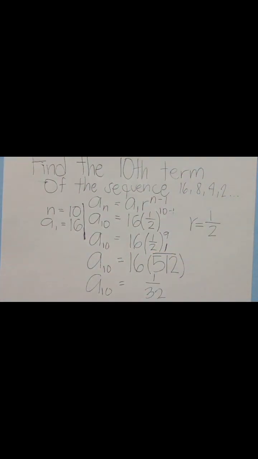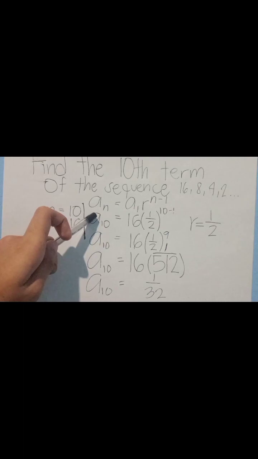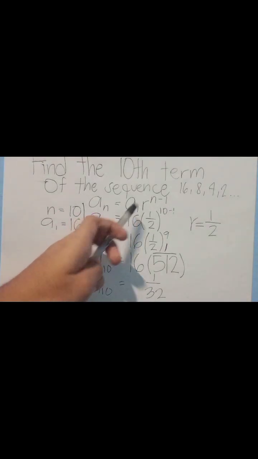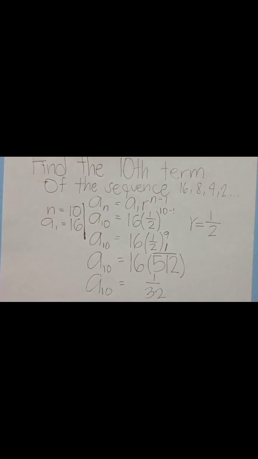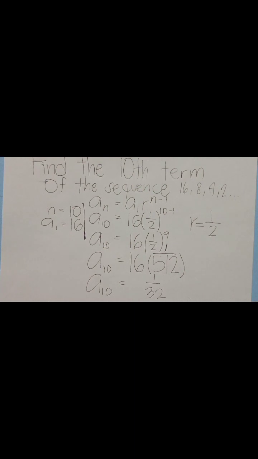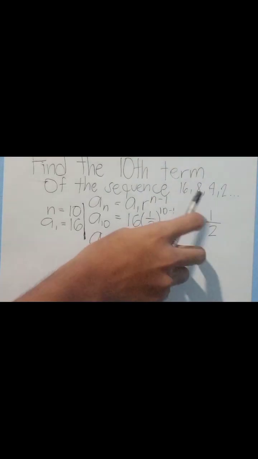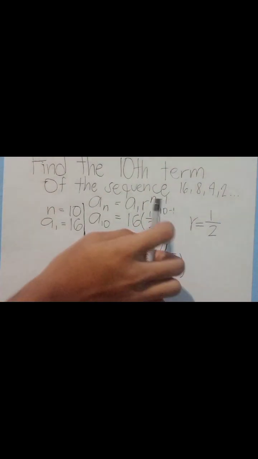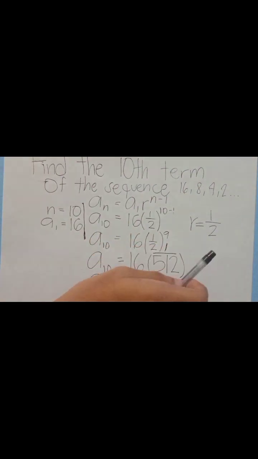As you can see, guys, we already have the formula written, which is a sub n is equal to a sub 1 times r raised to n minus 1, where a sub n is the term that we're going to find in the sequence, a sub 1 is the first term of the sequence, while r is the ratio. Later, guys, I will teach you how to find the ratio. But first, let's focus on how to solve the missing term using the geometric formula.